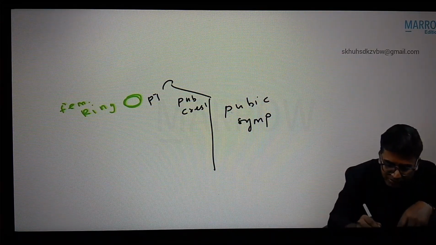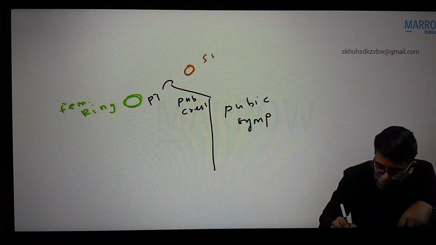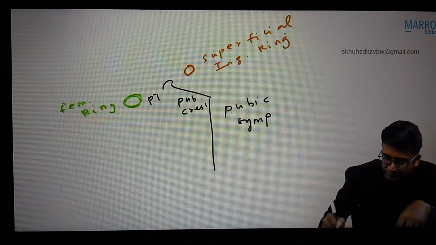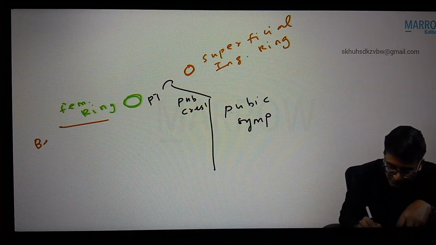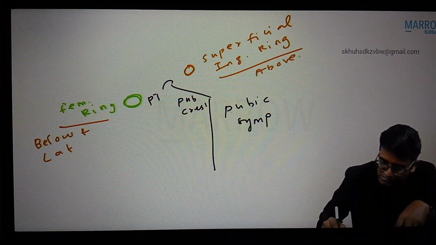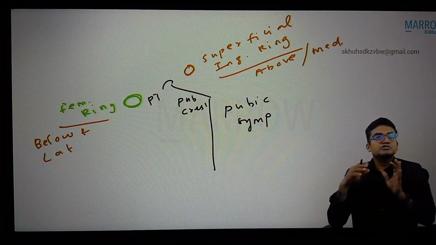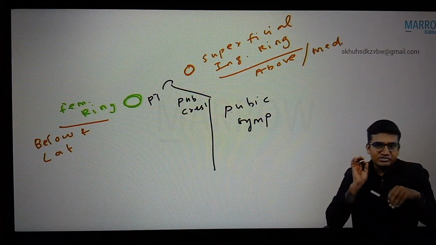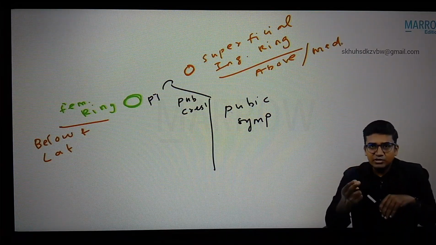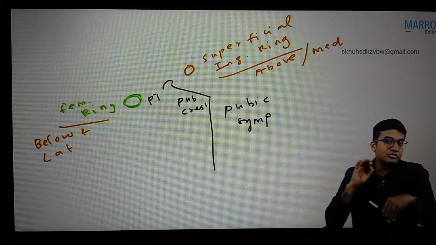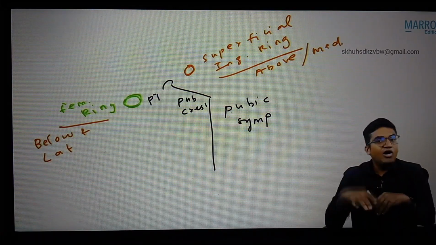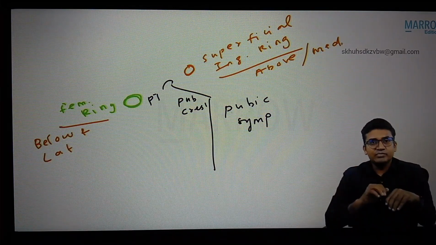And above and medial to the pubic tubercle, here, that is our superficial inguinal ring. Superficial inguinal ring. And the femoral ring is present below and lateral to the pubic tubercle. Superficial ring is above and medial to the pubic tubercle. So, in relation to the pubic tubercle, please remember the superficial inguinal ring is present above and medial to the pubic tubercle. Femoral ring is present below and lateral to the pubic tubercle. This relation you have to know, because in recent exams, if they want to ask any question about femoral hernia or inguinal hernia, they use this relation only.